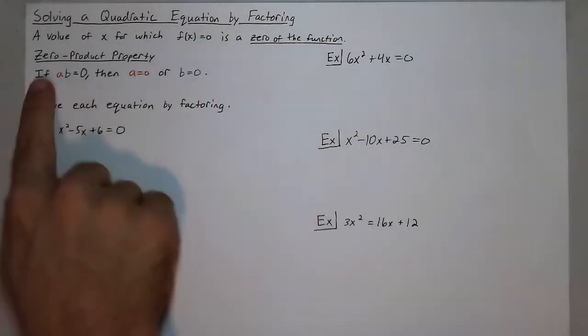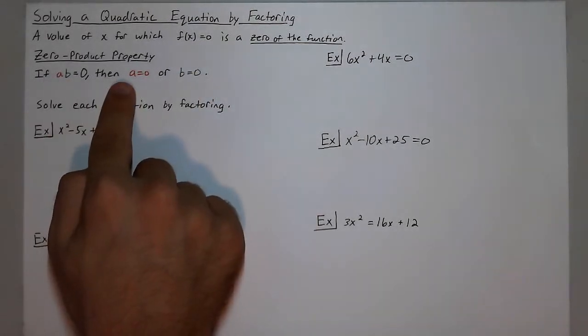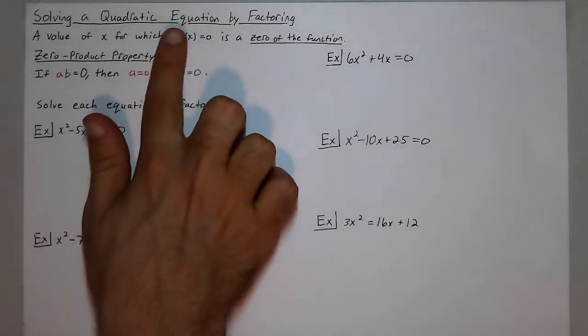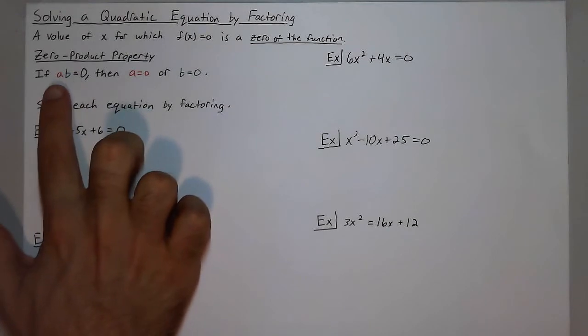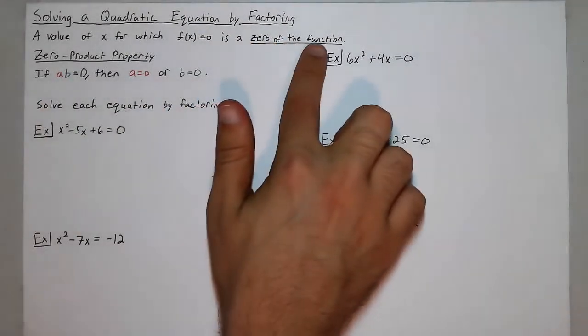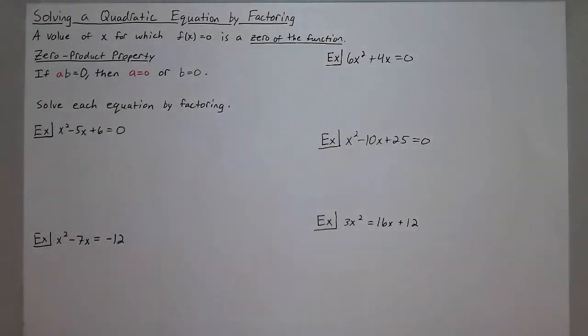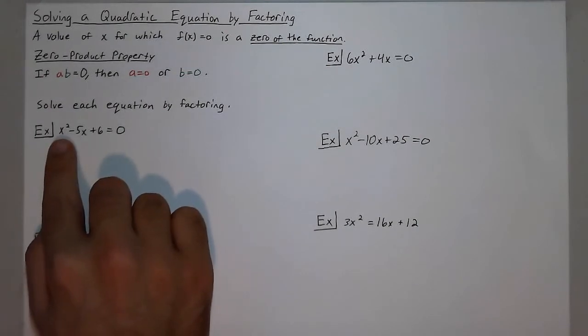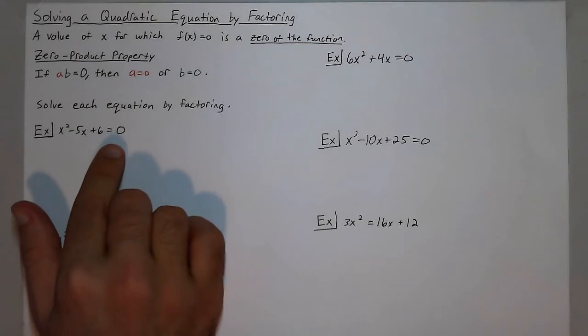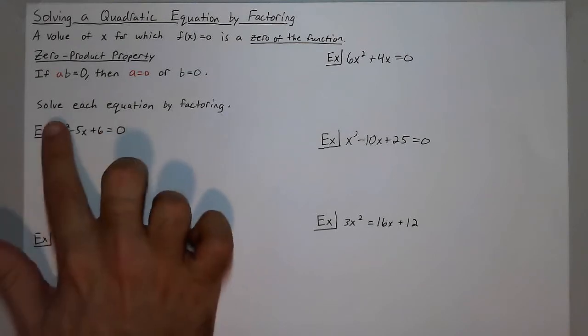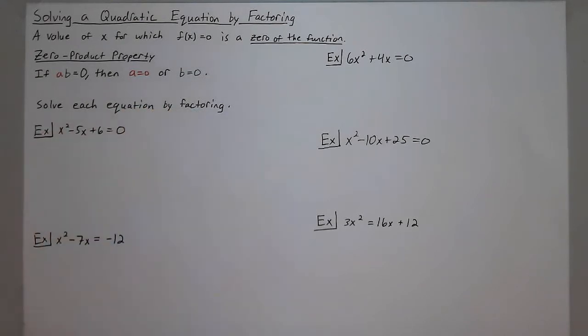Now, this is very helpful because we've just learned how to factor a quadratic expression, and oftentimes you'll end up with two factors. So looking for zeros of the function is very useful here. So right now I have the quadratic expression x squared minus 5x plus 6, and it is equal to 0. We're going to solve this by factoring.